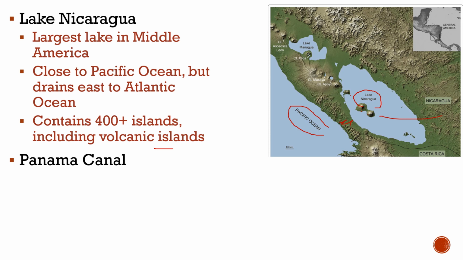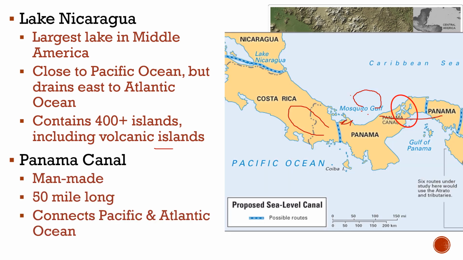Again, I mentioned the Panama Canal. This was a man-made canal. It's about 50 miles long. Its job is to connect the Pacific Ocean to the Atlantic Ocean. So right in here is that canal. Some of it was naturally made, but it was completed to allow that connection. Again, this is a man-made canal. It's not natural.